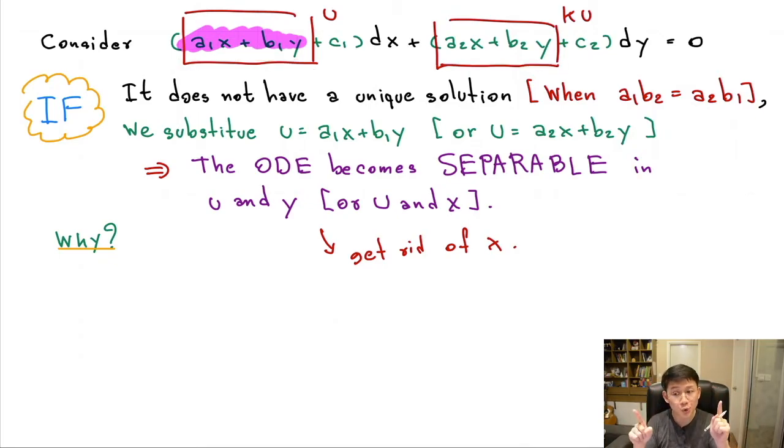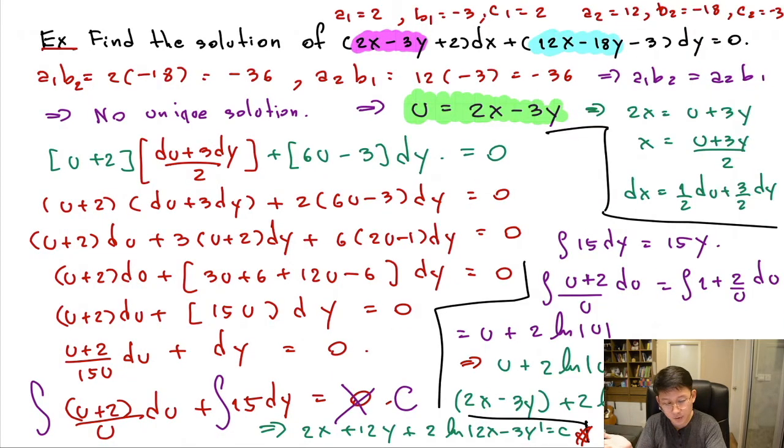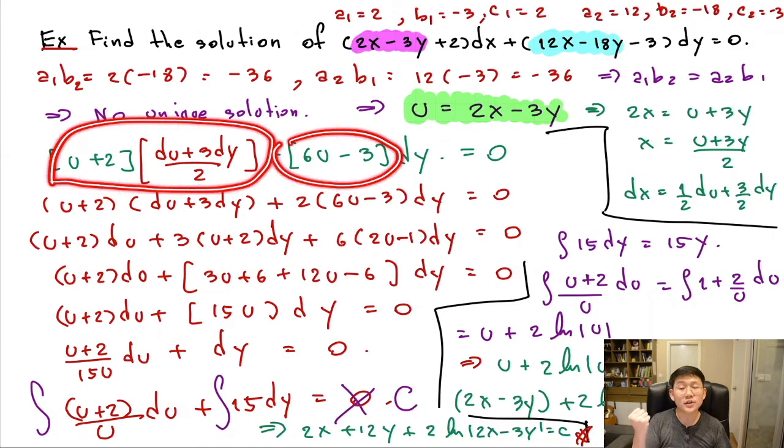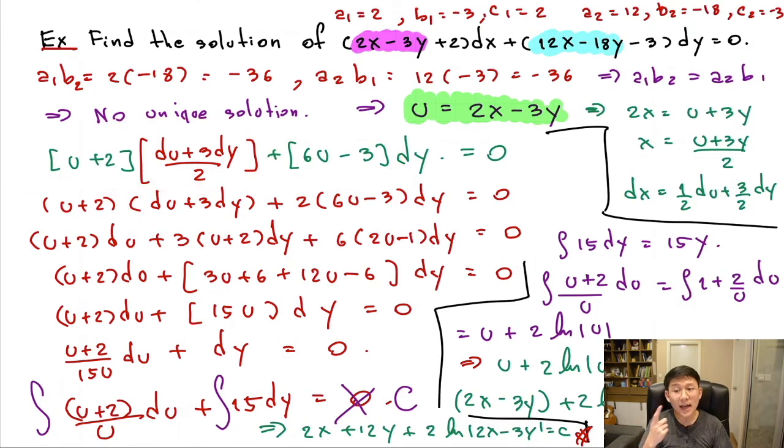There is only u. If you look at this example, when you do the substitution, you see there's only u. There's no x, no y. And if m and n contain only one variable, it's a must that it is separable, right? It's separable because it's only one variable. Make sense?